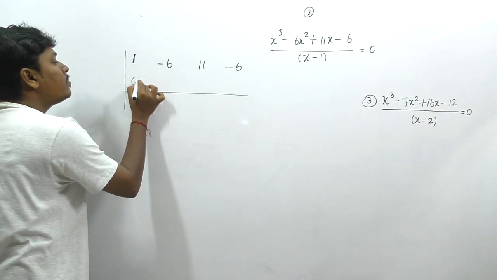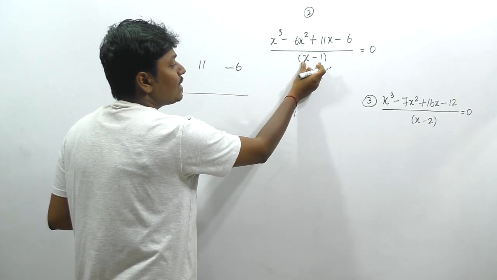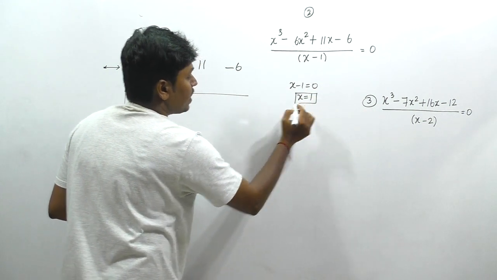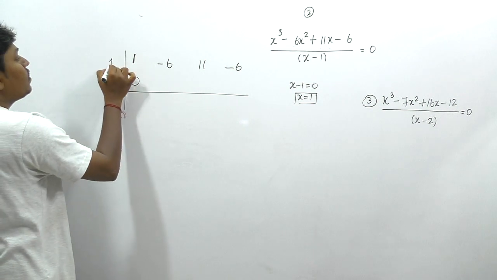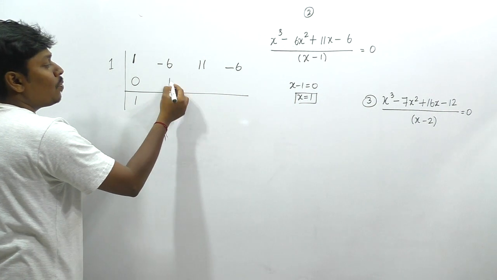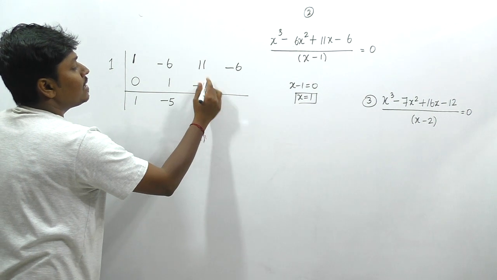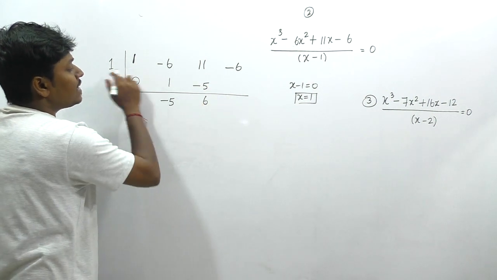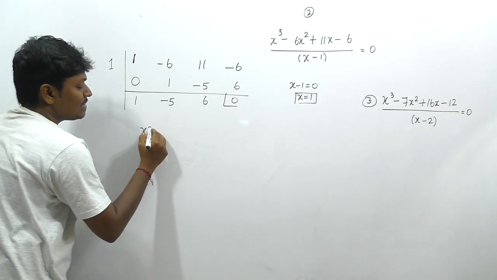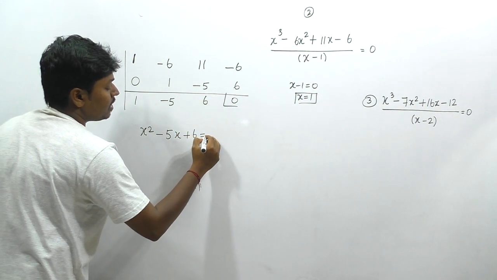Always initially we need to put 0 here, and this number should be written only based on the denominator. Here the denominator is x minus 1 equals 0, so x is equal to 1. So I can write 1 here. Then follow the same procedure, friends. 1 plus 0 is 1. 1 into 1 will be 1. Minus 6 plus 1 is minus 5, then minus 5 into 1 will be minus 5. 11 minus 5 will be 6. 6 into 1 will be 6. So finally it becomes 0. So this equation can be written as x square minus 5x plus 6 equals 0.